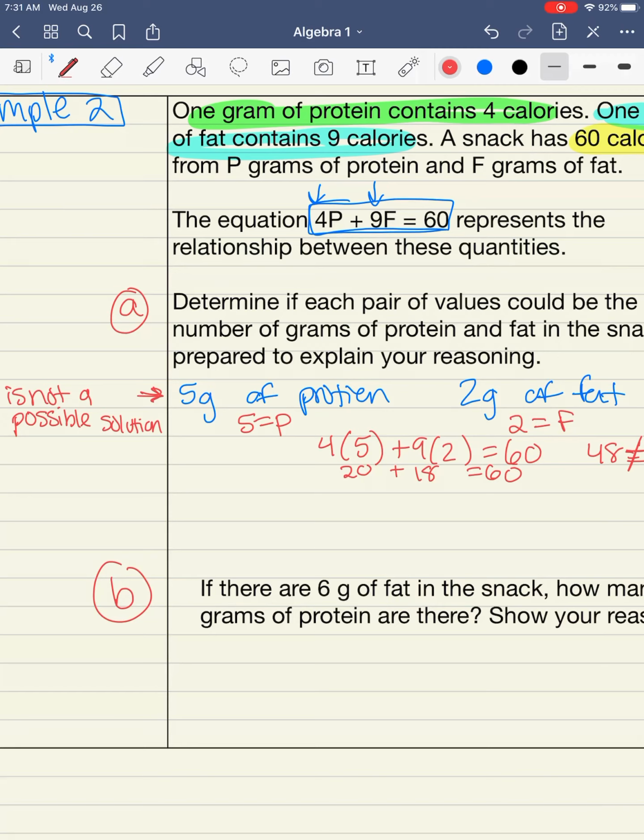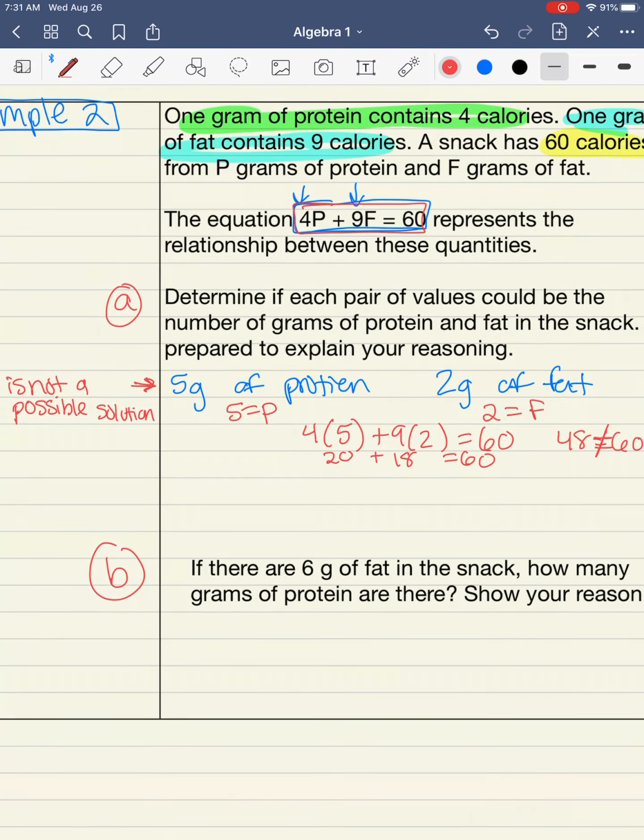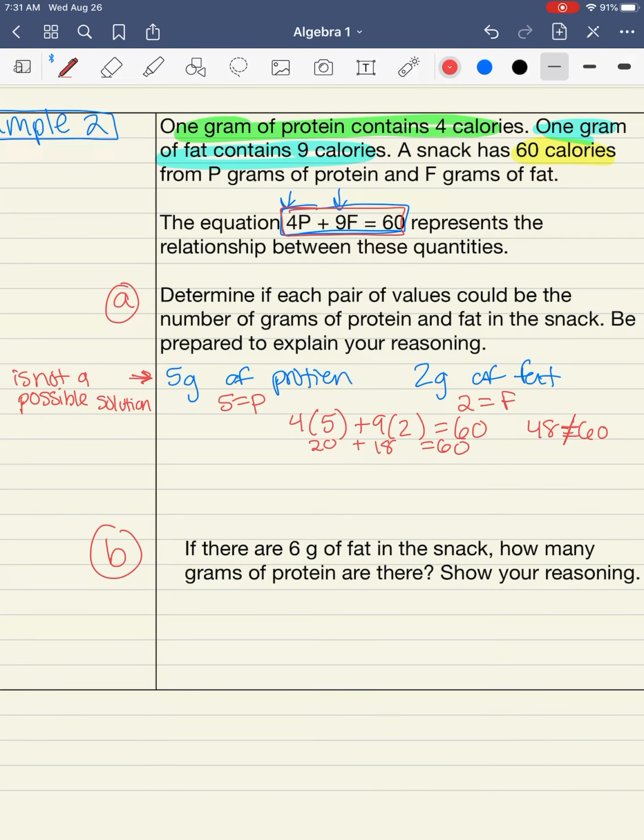In this equation we're working with, we have 2 unknowns. So the 2 values we plug in do have to work together to have a true answer. And 5 grams of protein and 2 grams of fat did not work in this equation.